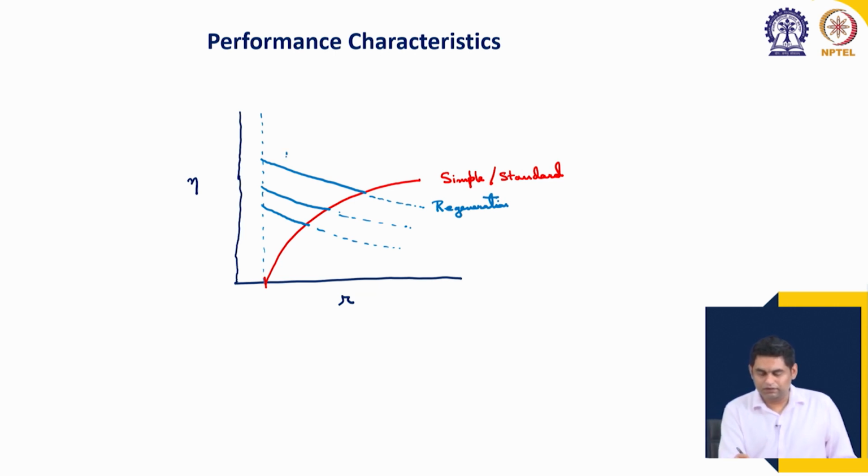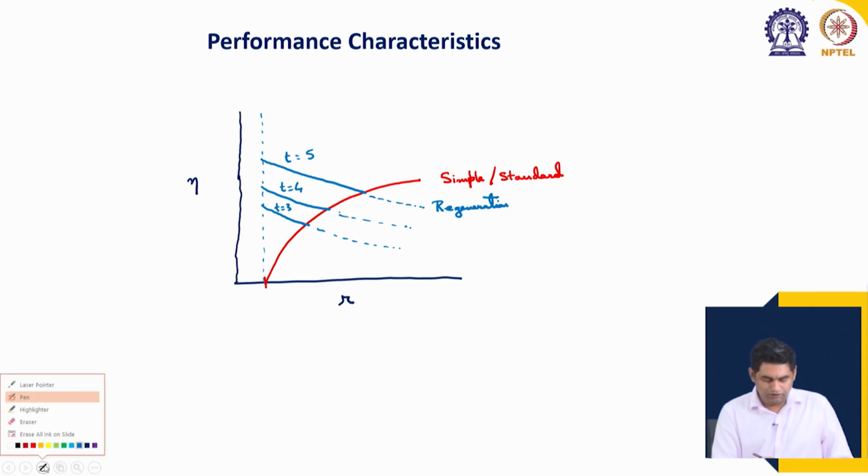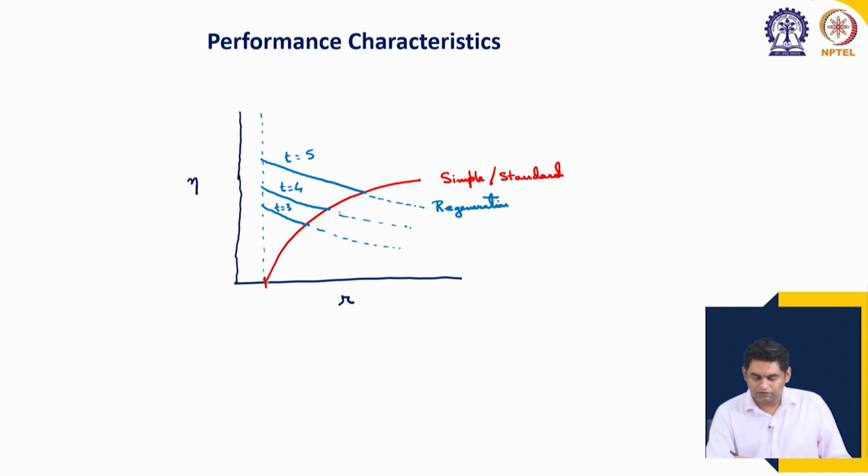Anyway, let us say that this is T equal to 5, T equal to 4 and T equal to 3. We know that efficiency for the simple Brayton cycle does not depend on the temperature ratio, but for all the other cycles, like the regeneration cycle, it increases with temperature ratio and decreases with the pressure ratio. Now, for reheat also we had drawn, and for the reheat cycle we got something like this.